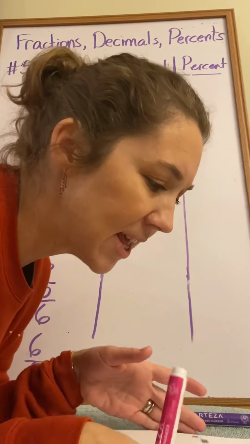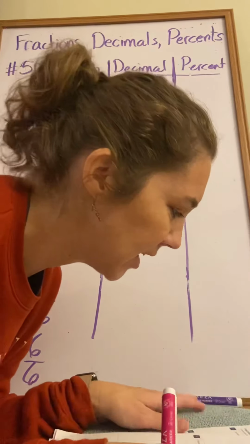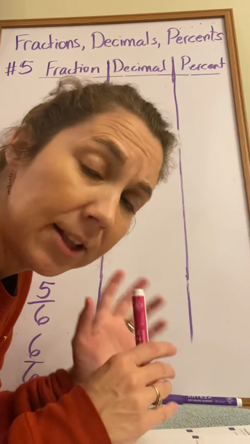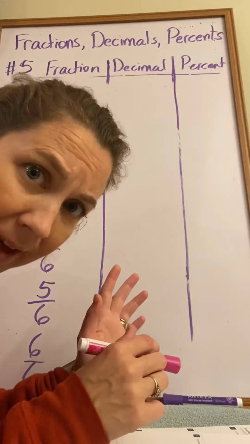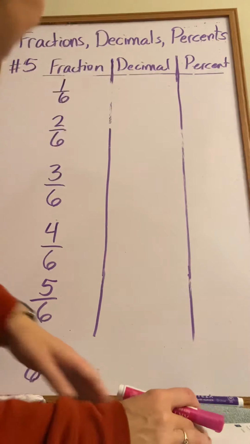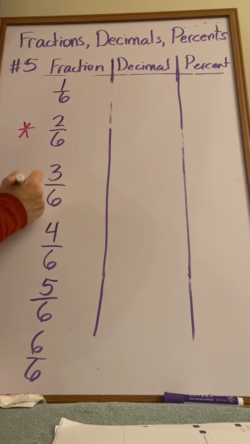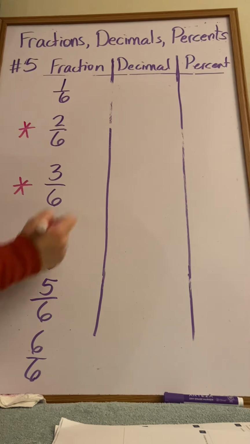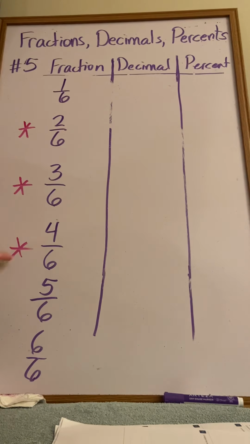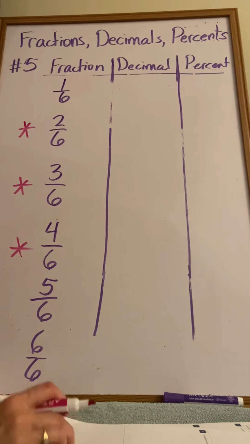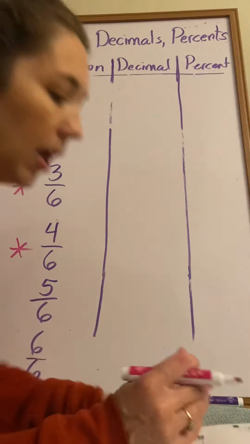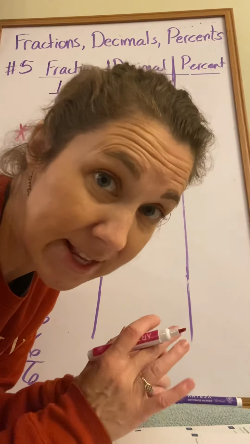Now, the first thing I would tell you to do in class is I would tell you to simplify the fractions. Look at the fractions and see what you can simplify, okay? Now, some of these we can simplify. We can simplify 2/6 and 3/6 and 4/6. All 3 of these we can simplify. And actually, we already have the answers on our assignment for these 3.